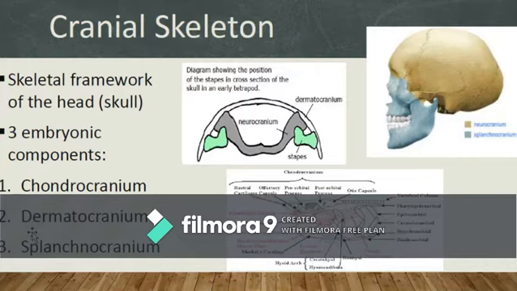Next, we have the dermatocranium, made up of membrane bones, which form the roof over the chondrocranium. So this is the roof. So this is the dermatocranium. So the frontal bone, temporal, and a part of occipital will make up the roof of the brain. And the splanchnocranium, derived from the visceral skeleton, is primitively cartilaginous. So it says that the splanchnocranium is derived from the cartilage.